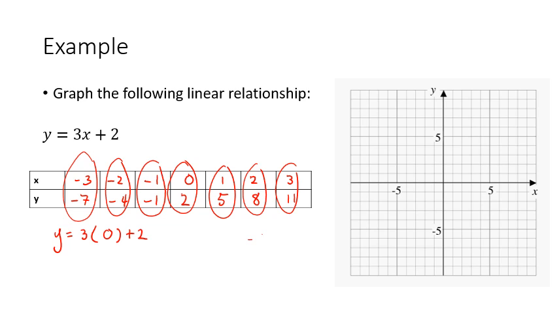And I can plot them. -3, -7, -2, -4, -1, -1, 0, 2, 1, 5, 2, 8, and 3, 11, which would be up here somewhere. So you can see that I've now plotted the graph of y equals 3x plus 2.